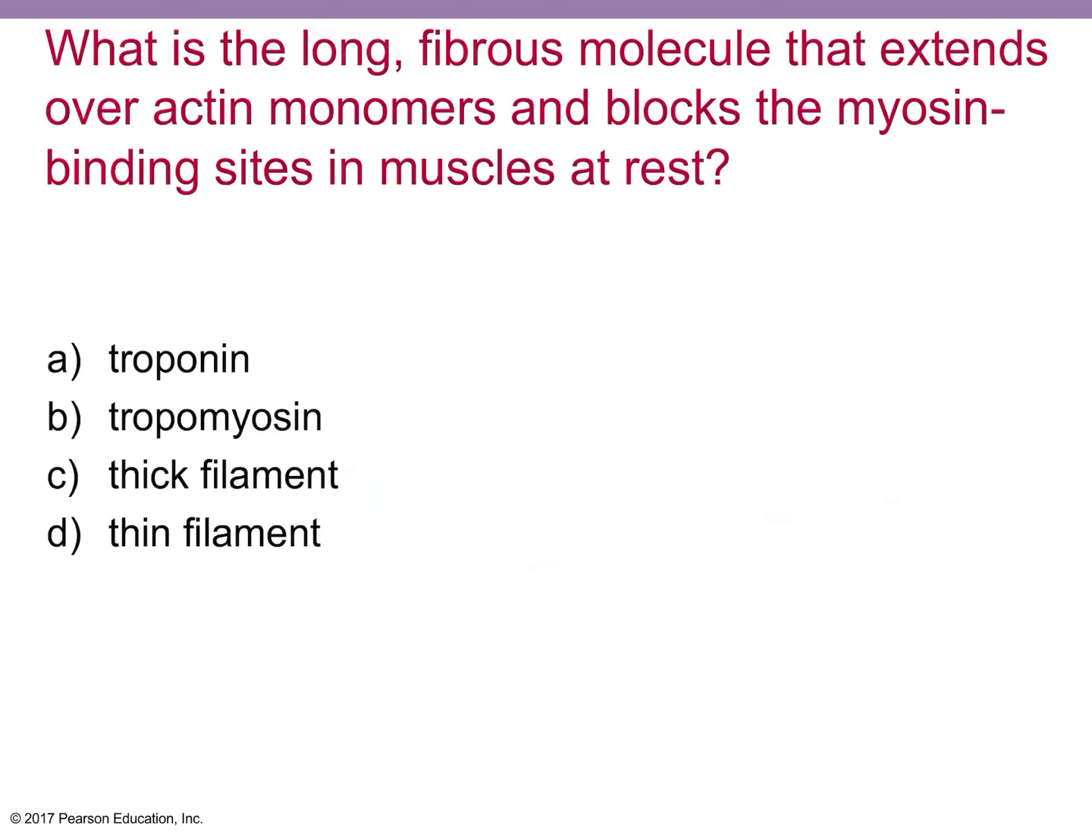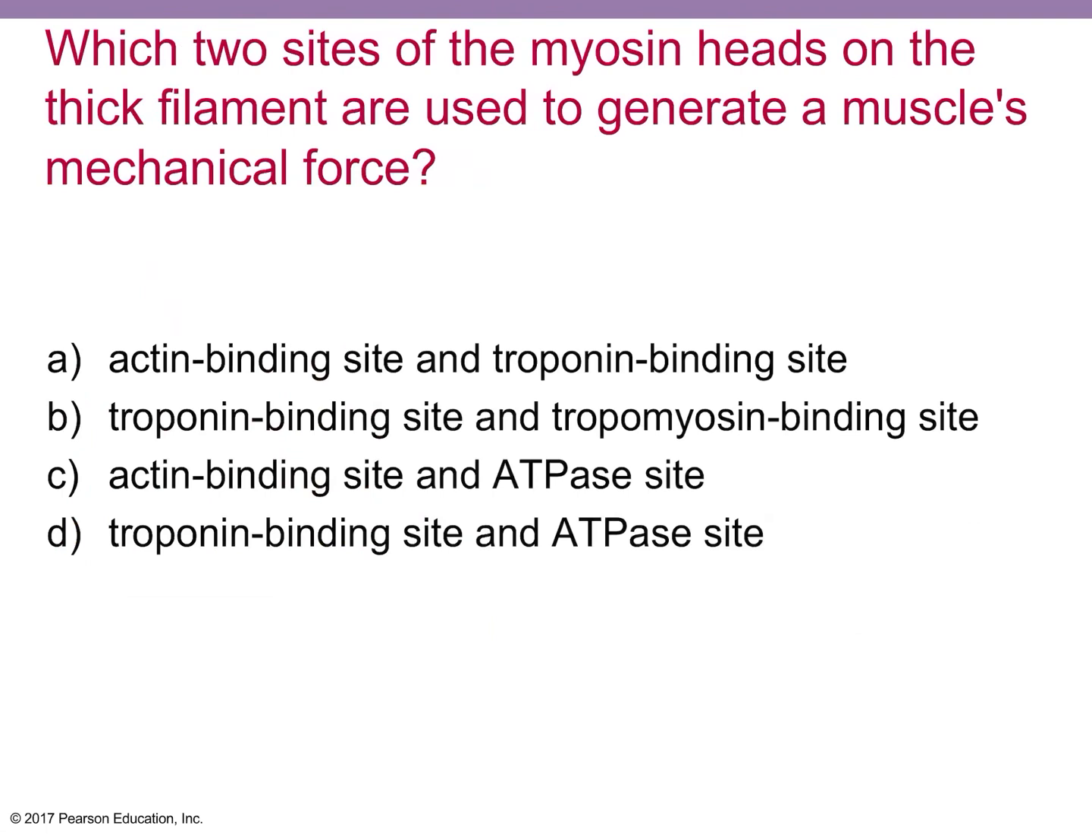What is the long fibrous molecule that extends over actin monomers and blocks the myosin binding sites of muscles at rest? The answer is tropomyosin. Which 2 sites of the myosin heads on the thick filament are used to generate a muscle's mechanical force? Okay, so on the myosin head we have actin binding site and ATPase site.